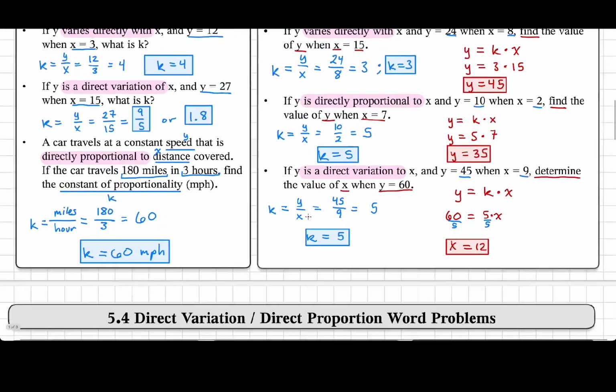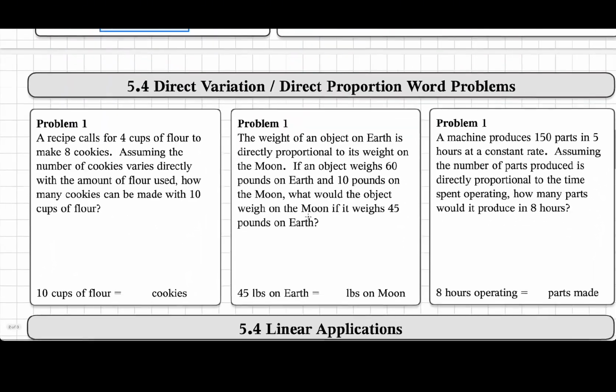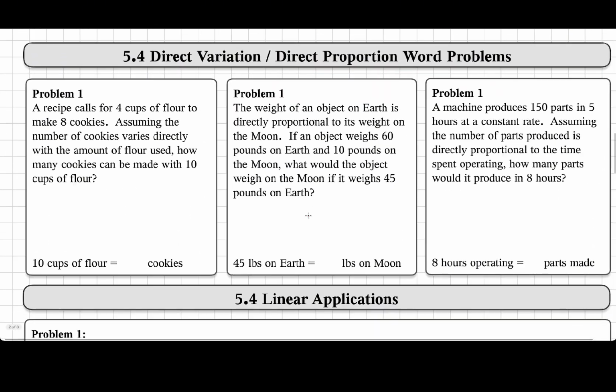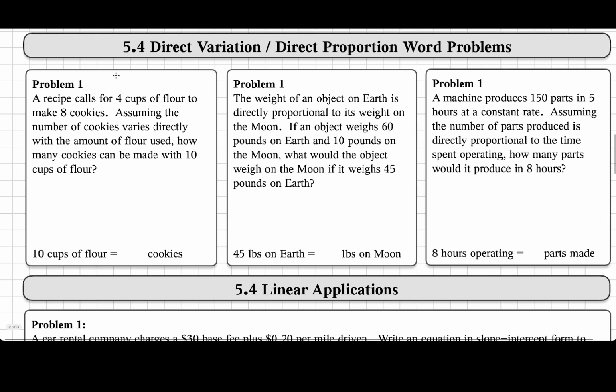Okay, the last part of our direct variation, we're going to have three real world problems here. A recipe calls for 4 cups of flour to make 8 cookies. Assuming the number of cookies varies directly with the amount of flour used, how many cookies can be made with 10 cups of flour? So, first thing that I noticed is it says that cookies varies directly with flour.